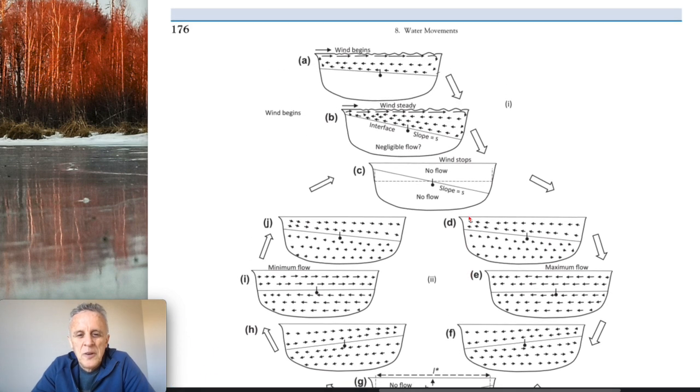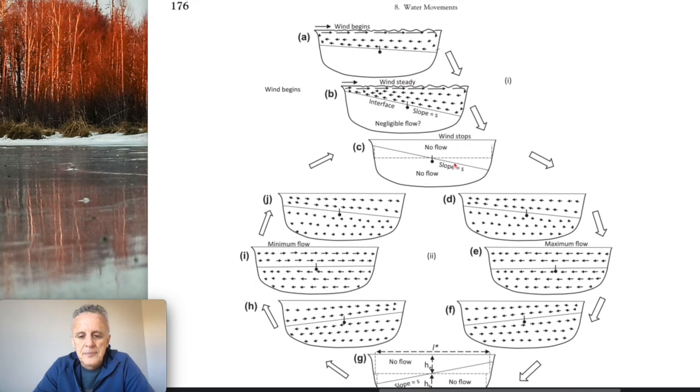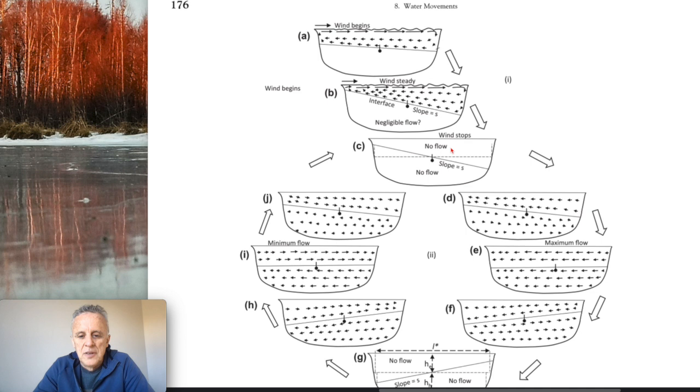So, we're starting here, and the wind begins from left to right. It's basically a hypothetical seiche, showing how a seiche develops on a lake that is stratified, with an epilimnion here and then a hypolimnion below. Then tilting is occurring, and there's negligible flow. So this is the return. You can see a deepening of the tilting. Now the wind stops, so there's no flow.